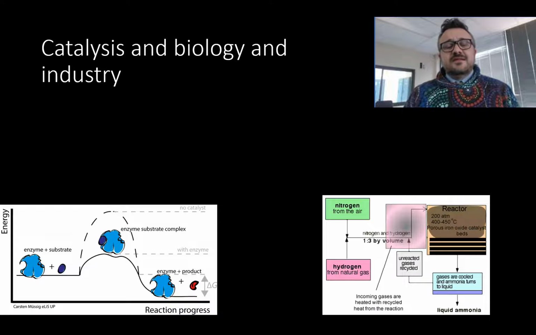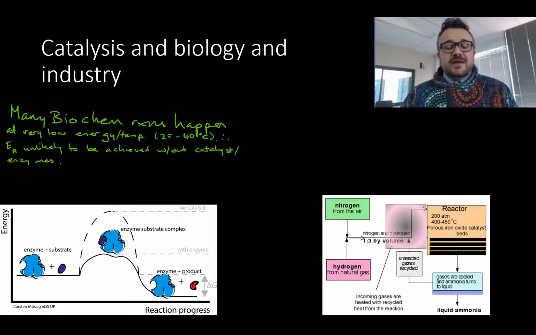So catalysts in biology and industry, right? Basically, many biochemical reactions occur at a really low temperature, around 25 to 40 degrees. That's really low for chemistry. We tend to call a moderate reaction between 500 to 1,000 degrees Celsius. So that's about 790 to 1290 Kelvin. So that's a moderate temperature. High is above 1500.